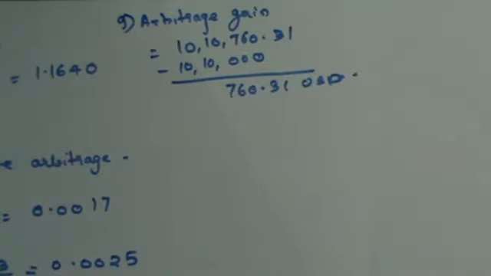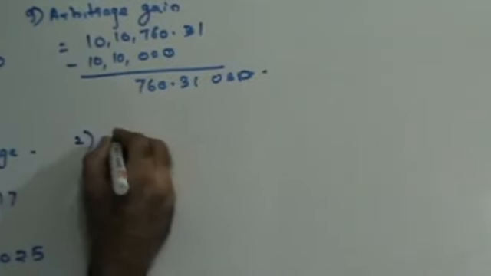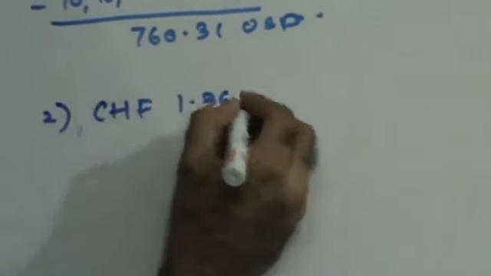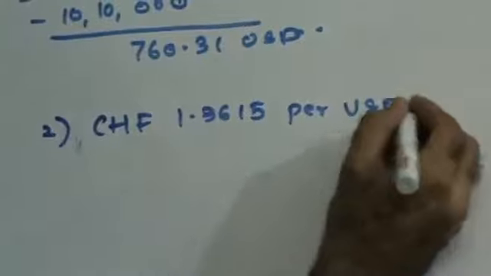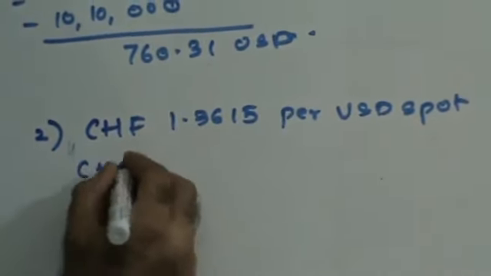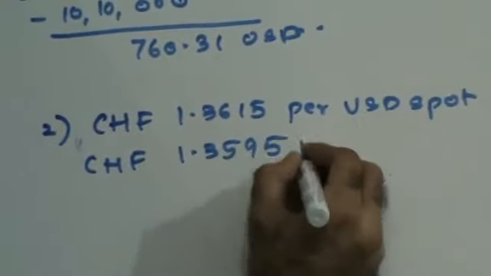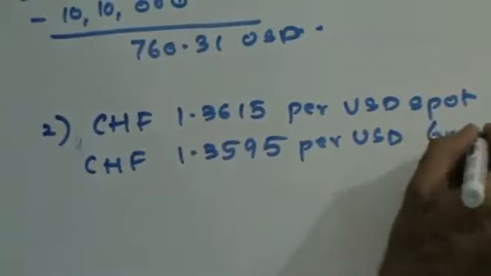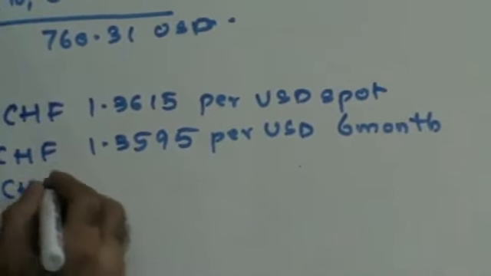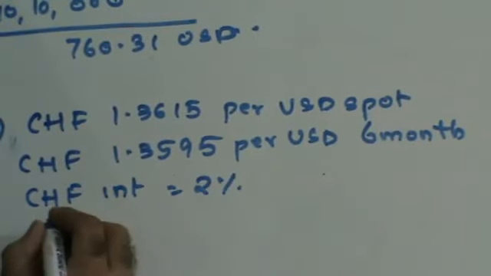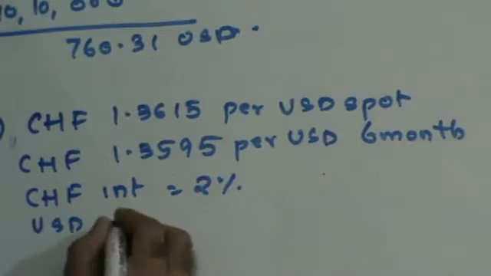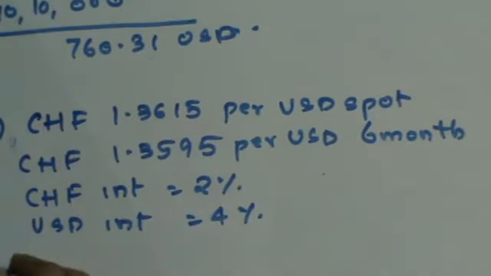Okay. Let's see another sum like this. Is not given the interest rate? No, they have to give you interest rate for arbitrage. Let's see another sum like this. For example, let's consider Swiss francs. Swiss francs 1.3615 per USD spot. Swiss francs 1.3595 per USD 6 months forward. Swiss franc interest rate is 2% and US dollar interest rate is 4%. Calculate arbitrage.